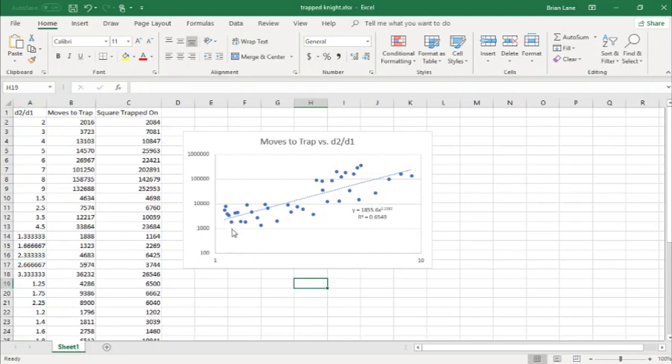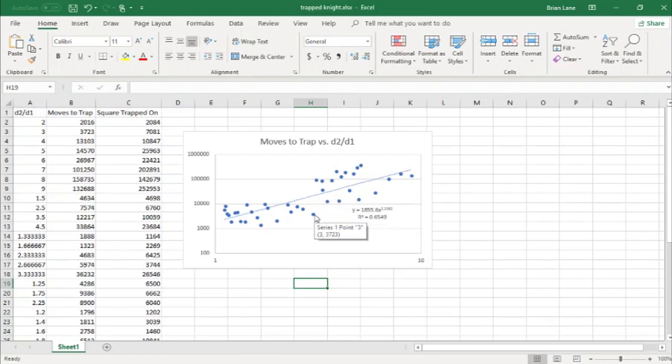And as you can imagine, the number of moves required to trap the knight increases as you increase this ratio D2 over D1, because you're allowing it more freedom of movement as you increase this ratio. But it doesn't increase entirely steadily. So one thing I've noticed, you've got these little dips down here where it goes to some lower point. Some of the lowest points on this graph are integer values.